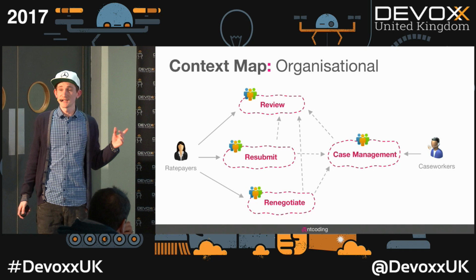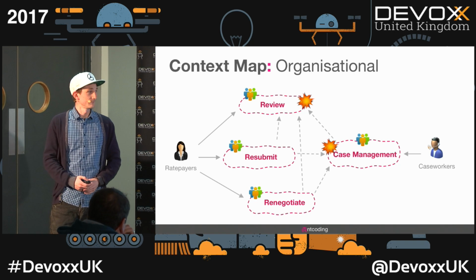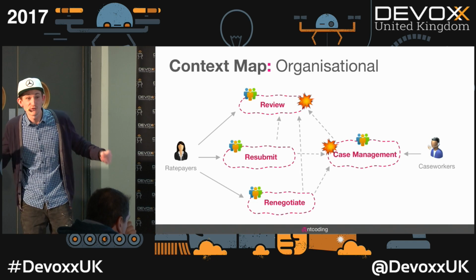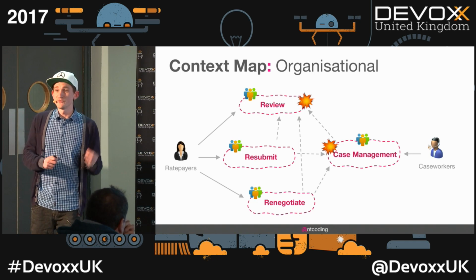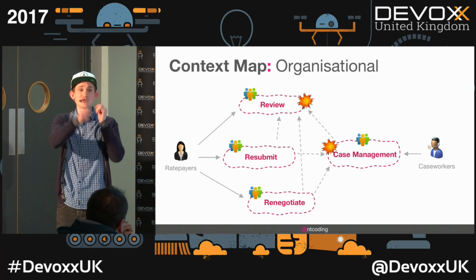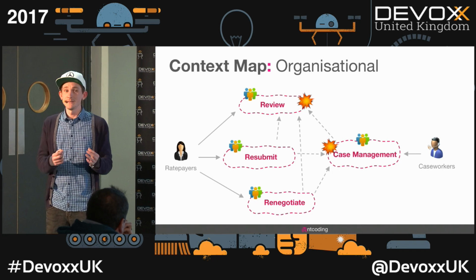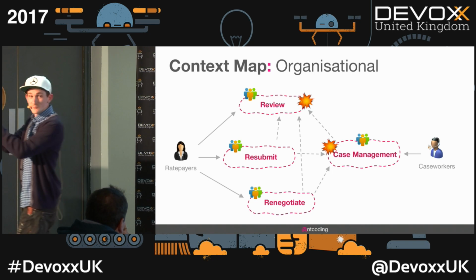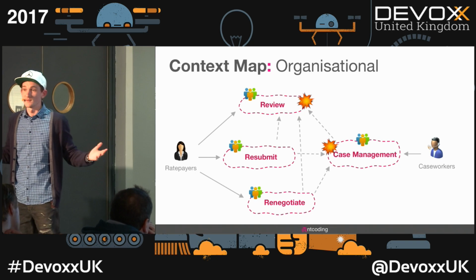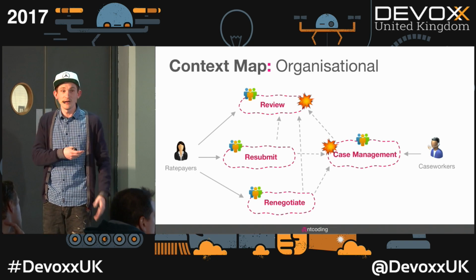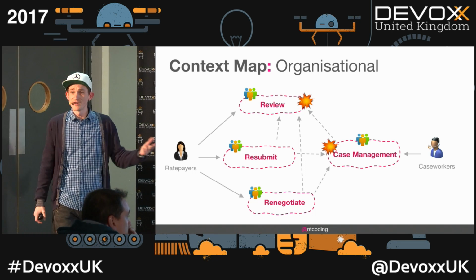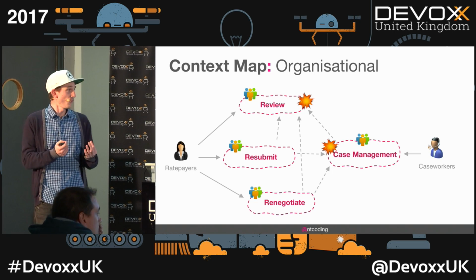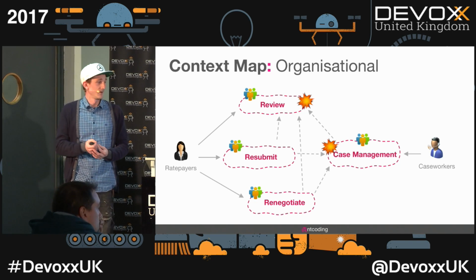But this organization has a few problems. We've got a lot of friction here. So the case management team, they're going crazy. The resubmit team and the renegotiate team keep firing changes at them. When one of those teams adds a new form to their field, it has to be updated on the case management system. But the case management team, they have their own priorities and they can't keep up. And so the resubmit team and the renegotiate team are now being blocked by the case management team. So we have an organizational problem here.